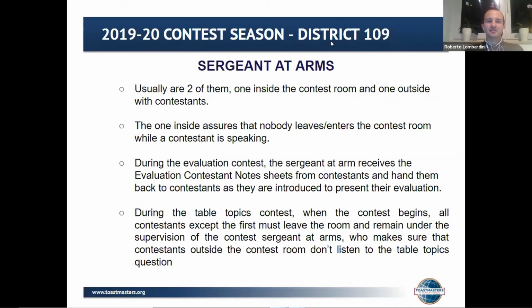Then the last one is the sergeants at arms, the people who ensure that nobody leaves or enters the contest room. During the evaluation contest, as I said before, they keep the notes from the contestants and give them back when they are introduced to present the evaluation, one by one. And during the table topic contest, of course, they should stay outside with the contestants, ensuring that they don't hear the table topic, because contestants must learn the table topic only when they are called on stage, since it's the same for everyone. If you know it before the others, of course, you have a great advantage. You can think about it.